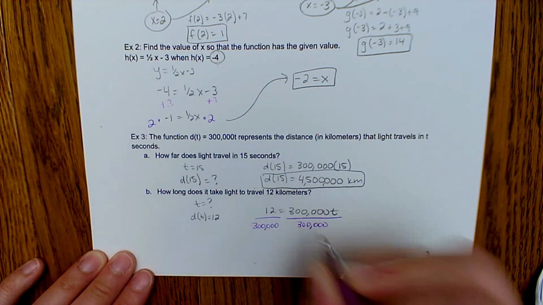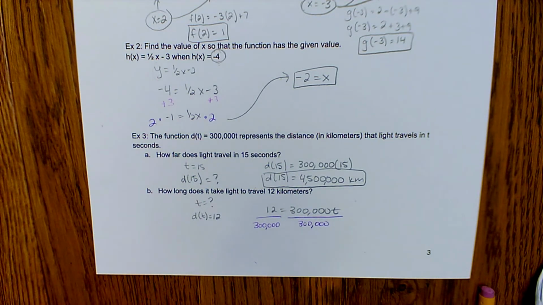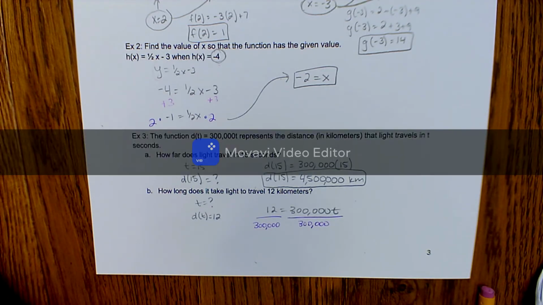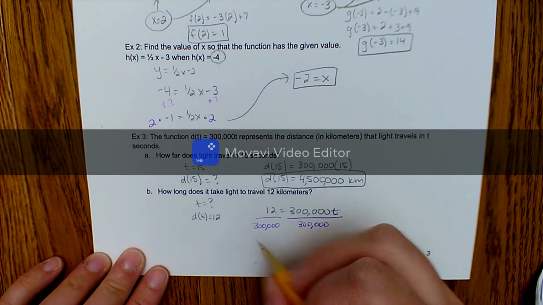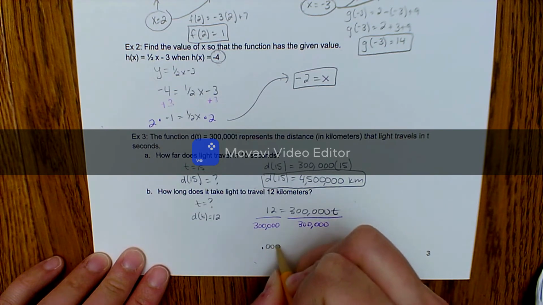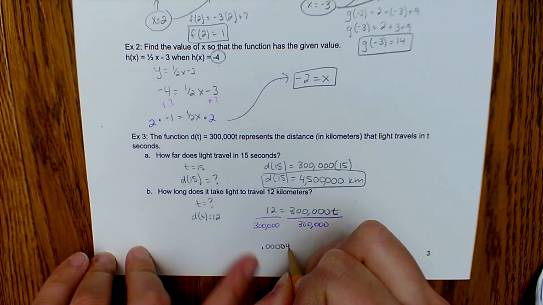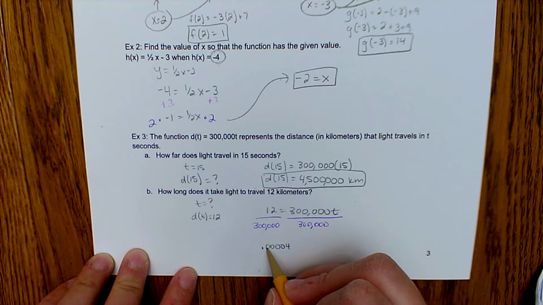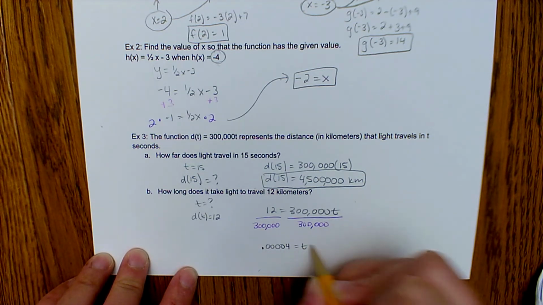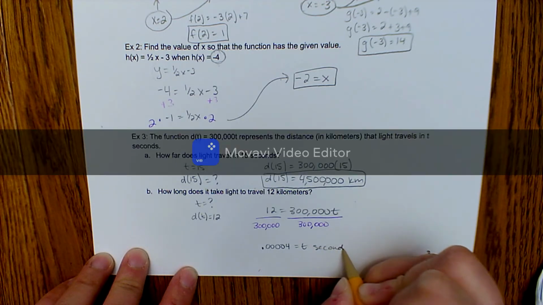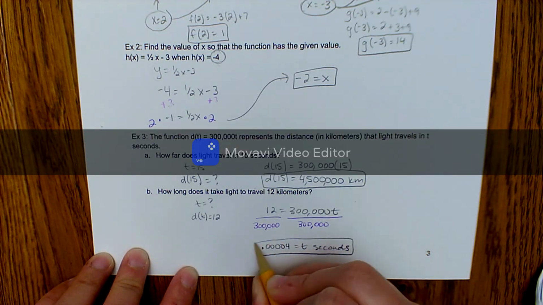Do some quick calculations here because I don't know what that is off the top of my head. It'll probably be a really small decimal. Light travels very fast. So as I get here, I get 0.00004. So 1, 2, 3, 4 zeros. Just double checking to make sure I have this down correctly. And that equals my t. So it took that many seconds to travel 12 kilometers.